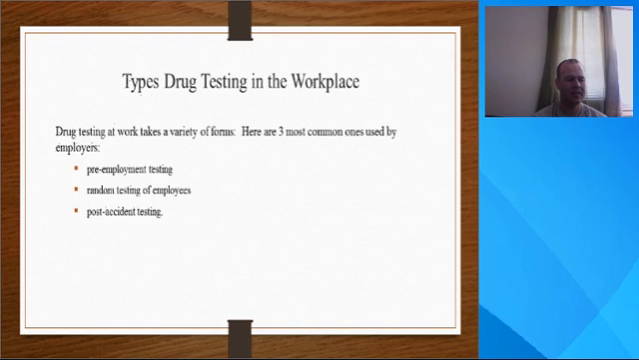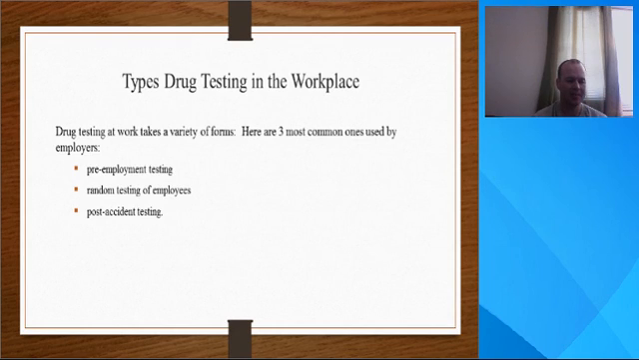Types of drug testing in the workplace. Pre-employment testing is kind of your standard before you're hired. So it's conducted to prevent hiring individuals who illegally use drugs. And it's after a conditional offer of employment has been made. So you've been offered the job and they're just waiting for your drug test to come back negative.